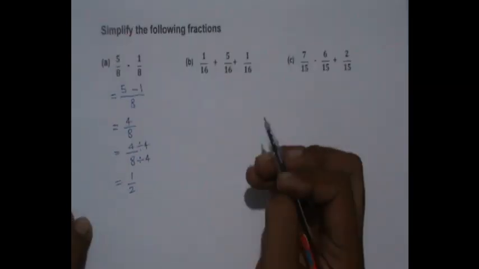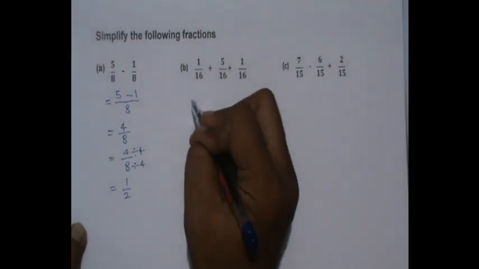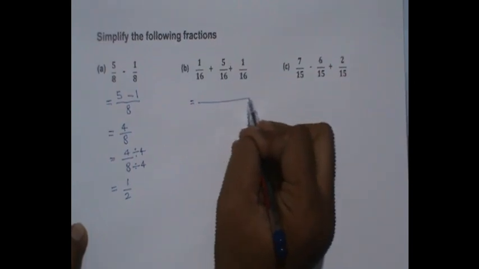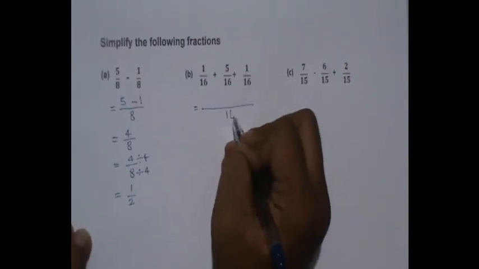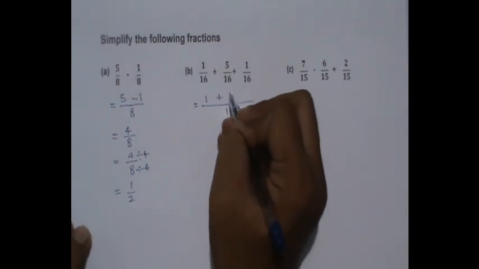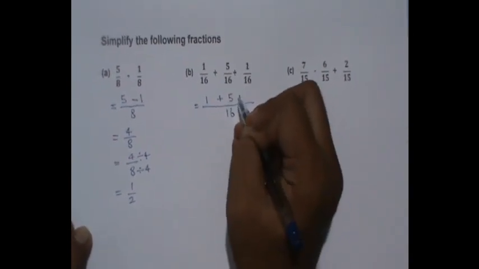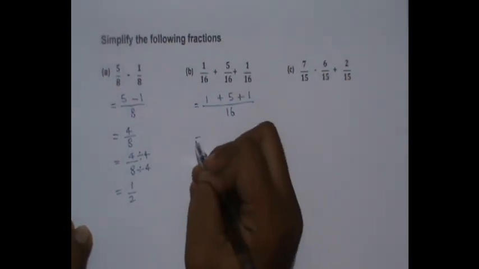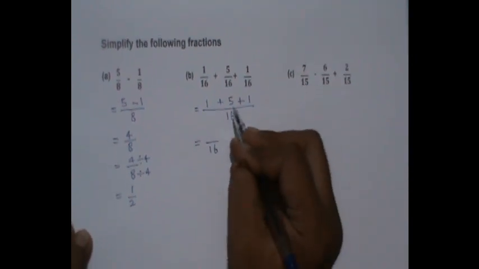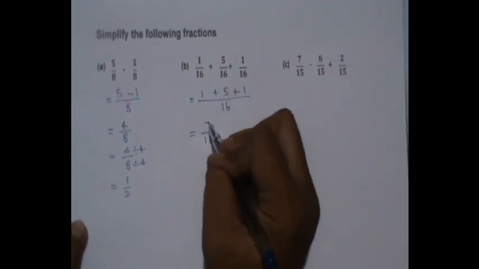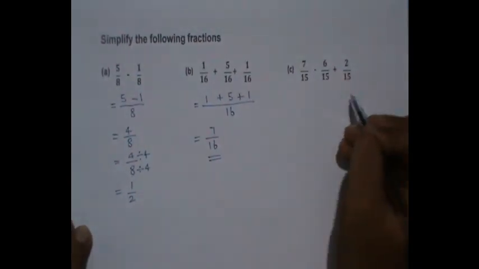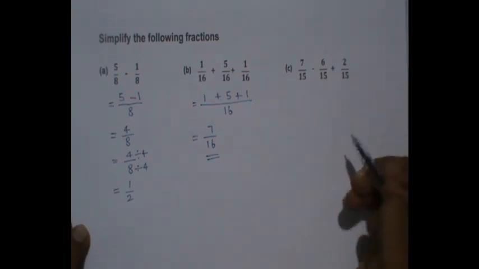Here you have 3 fractions and the same denominator. Draw a line and common denominator 16. You can add the numerators now. So you have 16 denominator, 5 plus 1, 6, and 7, 7/16.